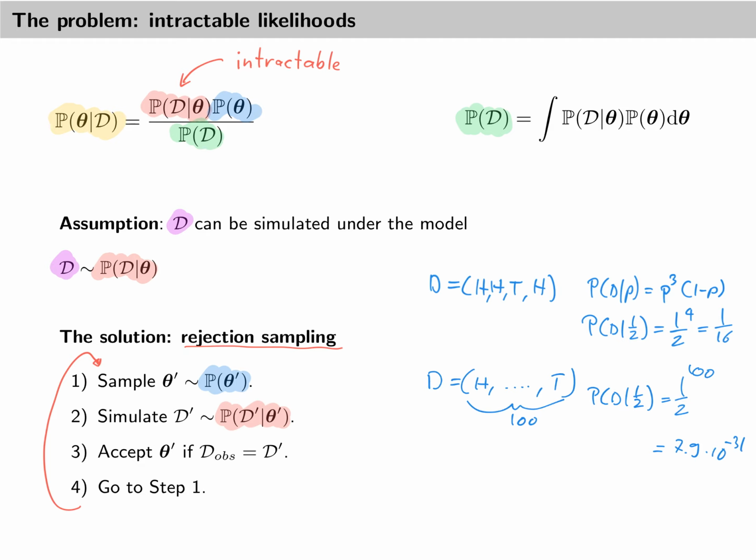That implies that only 1 out of 10 to the power of 31 simulations conducted at p equals 1/2 would actually result in an exact match to our data. Thus, the acceptance rate of a rejection sampling algorithm run for this much data would be extremely low and computationally infeasible. And if the data was continuous rather than discrete, an exact match would even be impossible. This is now where approximate Bayesian computation comes in.